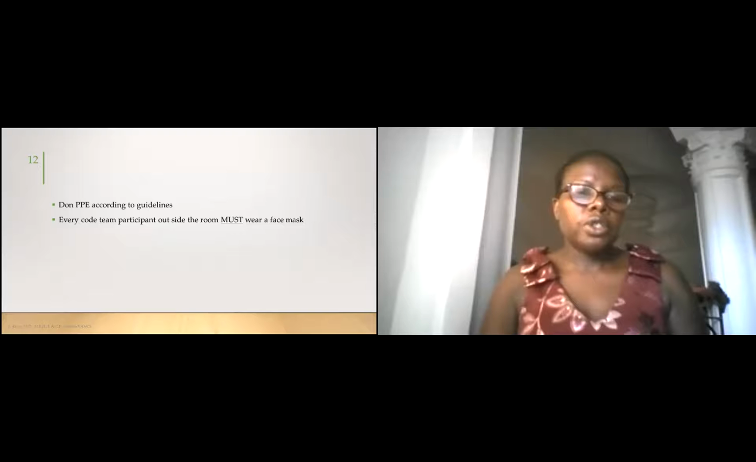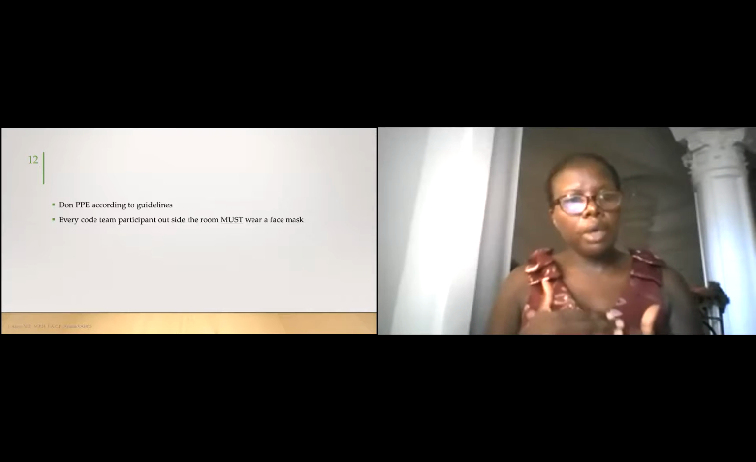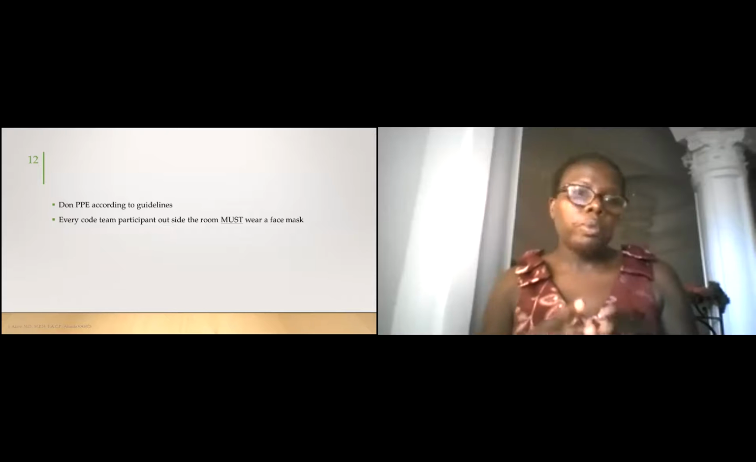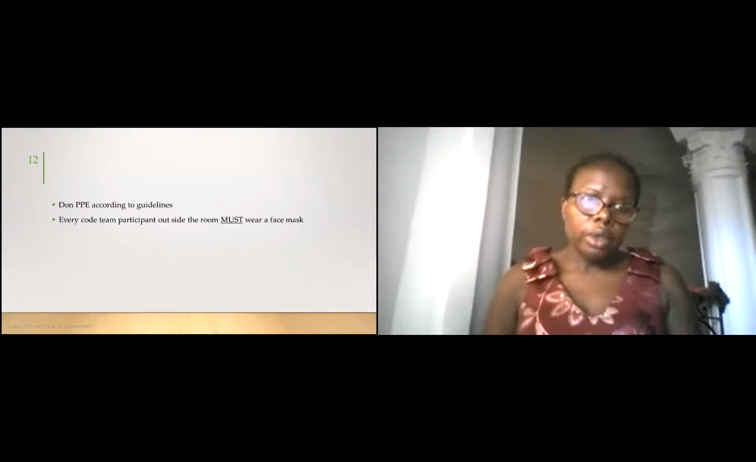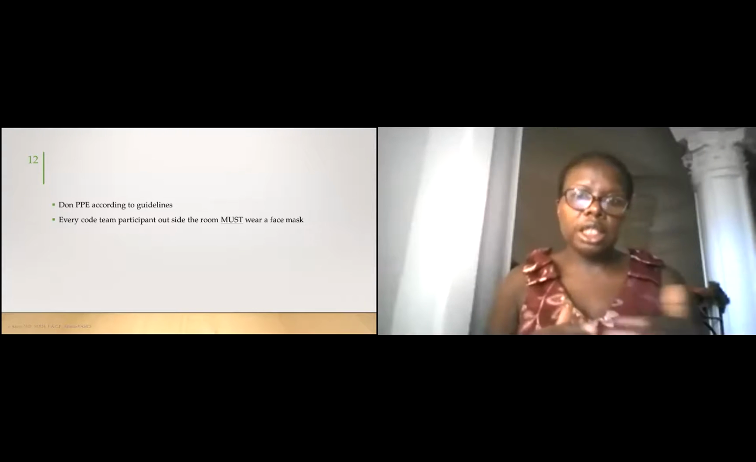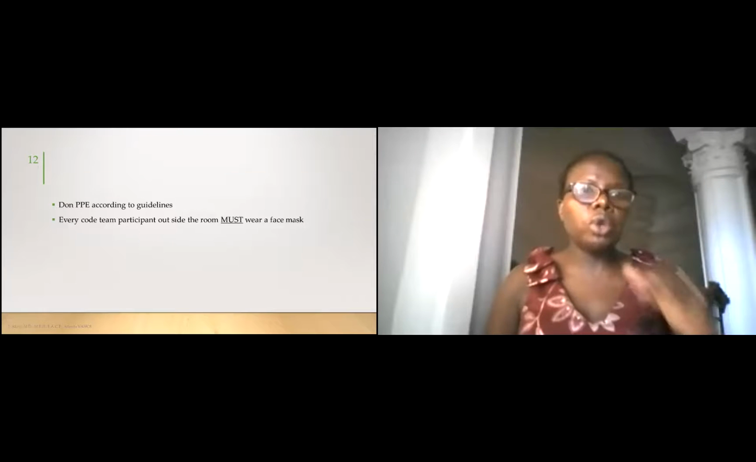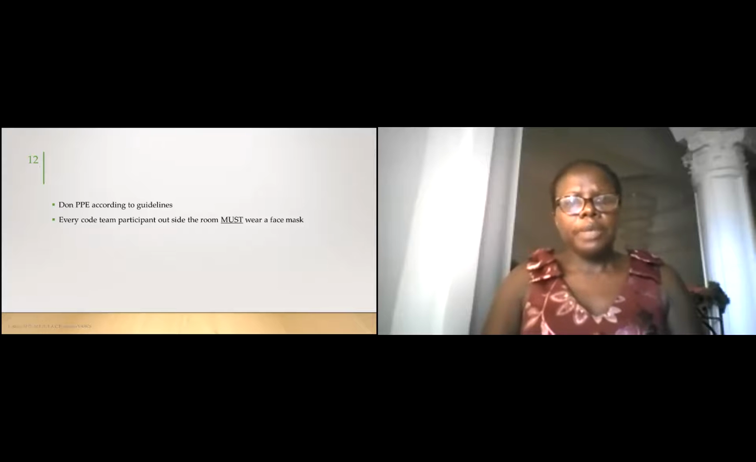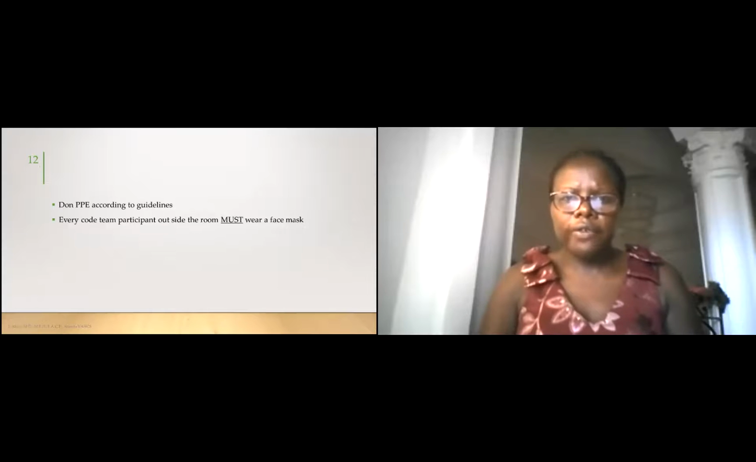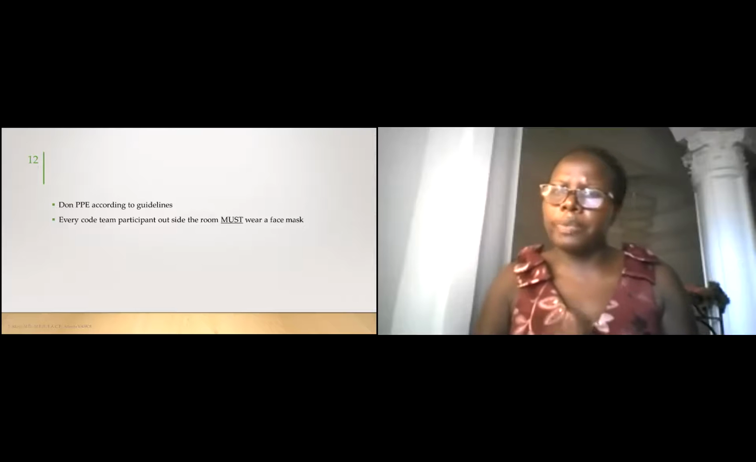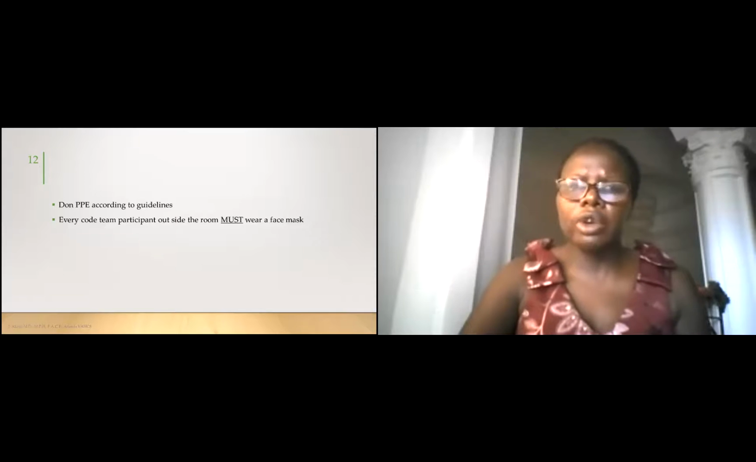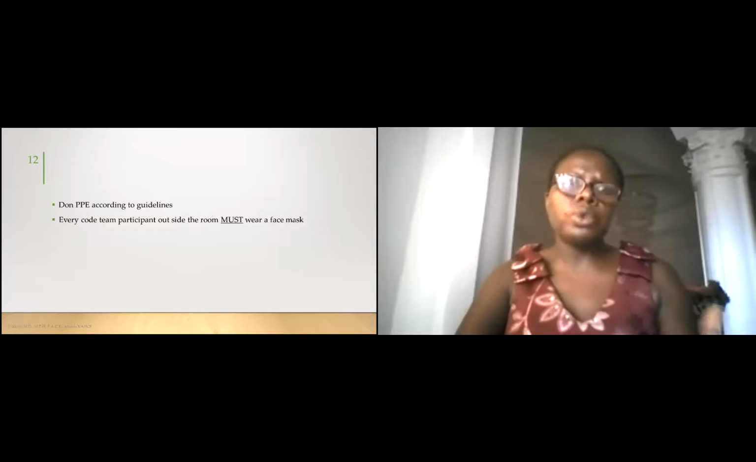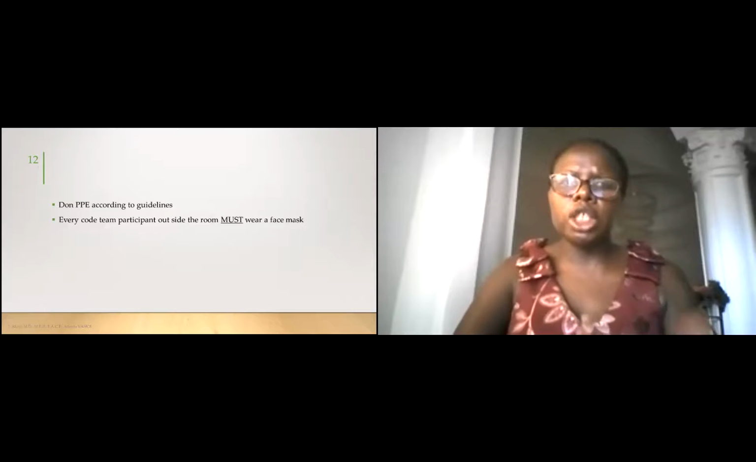So donning PPE, again, is something which has been a moving target, and you want to make sure that you're familiar with the CDC guidelines on this. If you're going to be directly taking care of patients, you want to be very familiar with the current PPE guidelines. Again, every code member who is participating in a code must wear a face mask and must don the PPE appropriately based on the guidelines and recommendations. And I did not put those guidelines here because they kept changing.